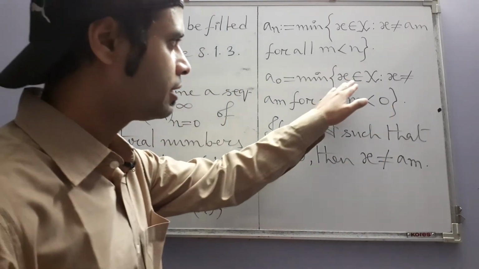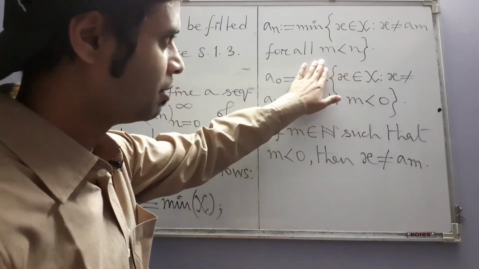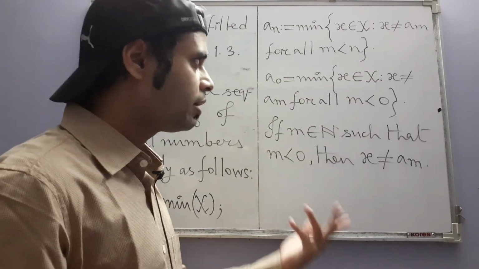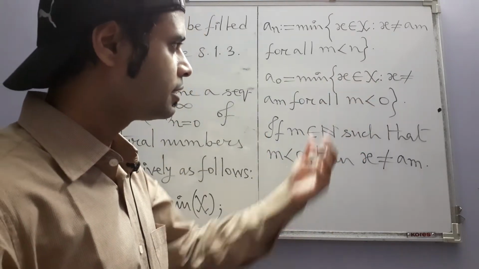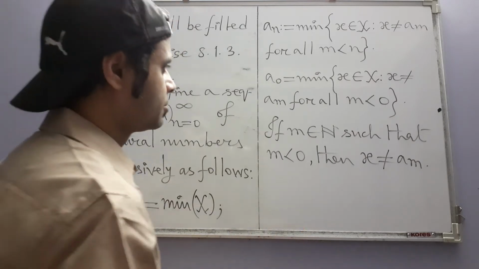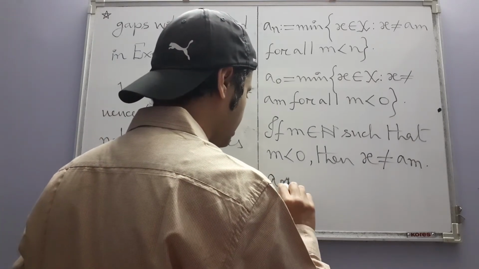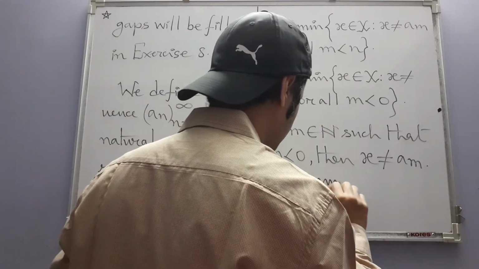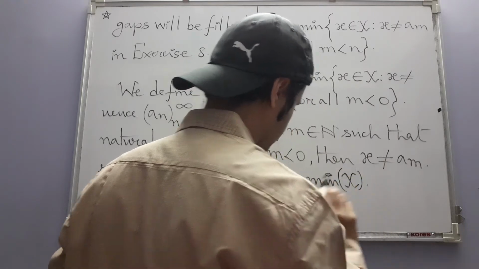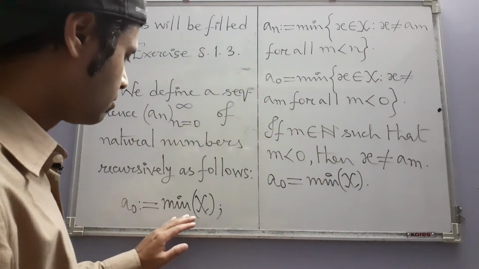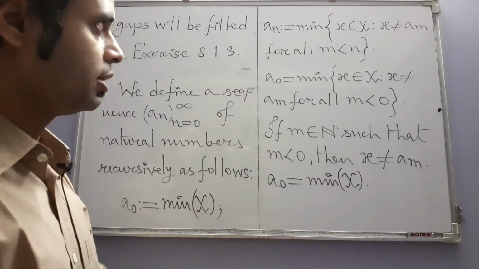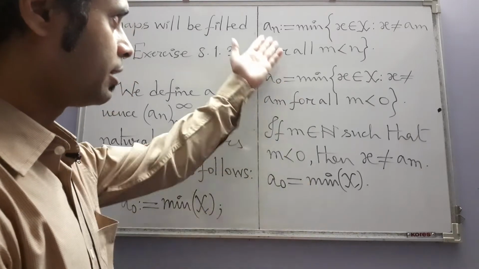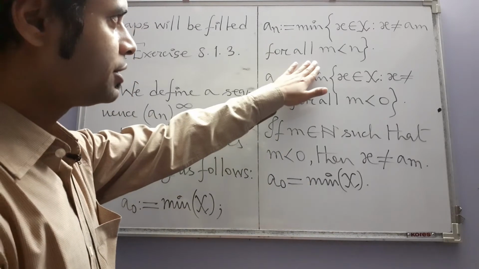So that is why the set that we are looking at here, forget the minimum for a moment, just the set is nothing but the set of all elements x in x. That means this set is nothing but x itself. So that's why a naught, just like this definition, in fact by this definition also, a naught is the minimum of x. Okay. So really this one is included in this. Okay, now we come to the general an. Does this definition make sense?